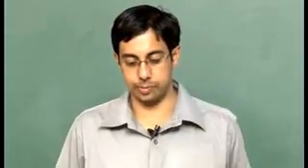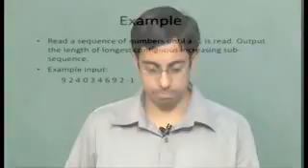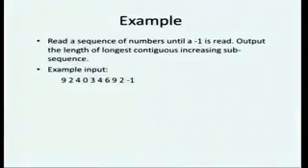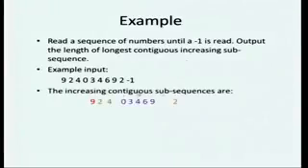Okay, so that's a lot of words. Let's illustrate it with an example. Let's say that the input is of the following numbers: 9, 2, 4, 0, 3, 4, 6, 9, 2, and then finally a -1. And we have to output the length of the longest contiguous increasing subsequence. So what do I mean by a contiguous increasing subsequence?